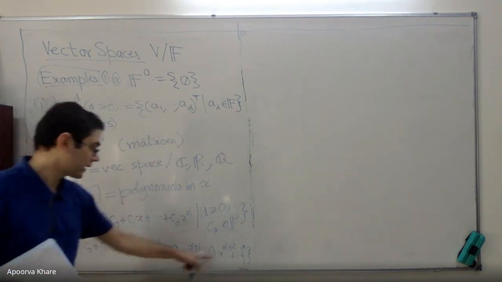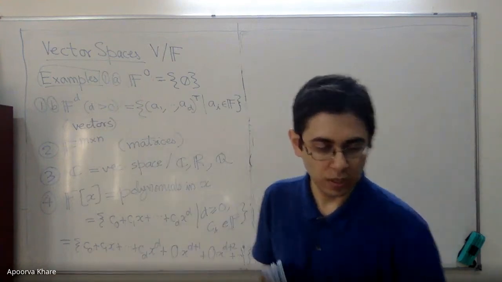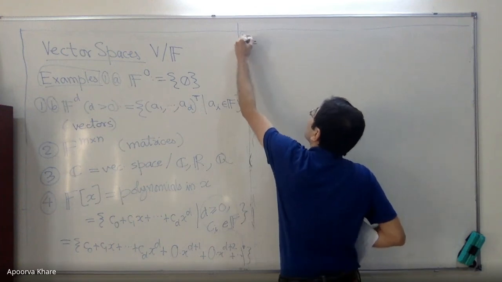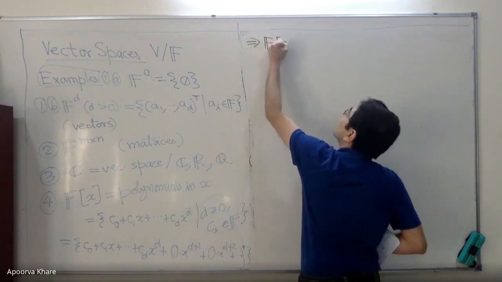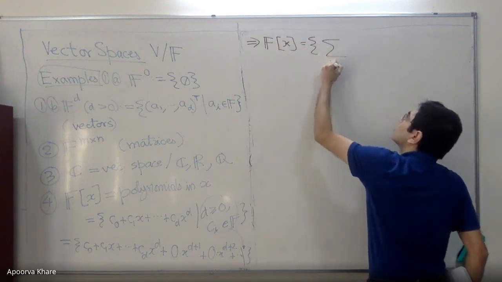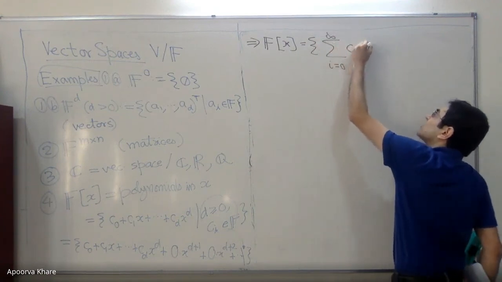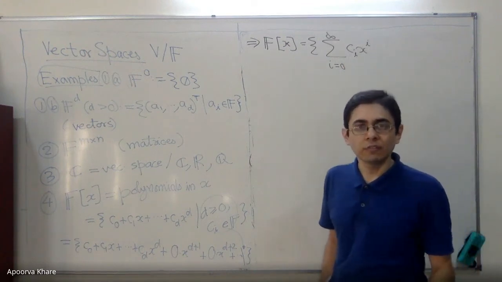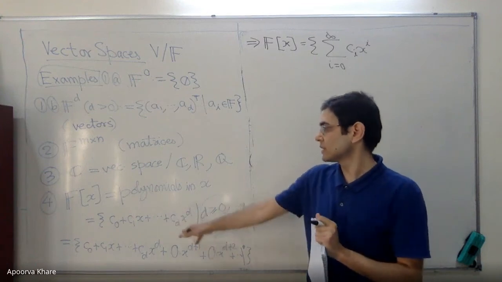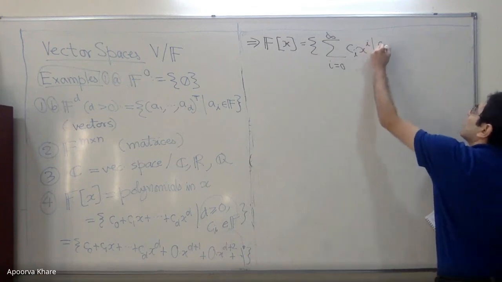The point is, I can just keep adding zeros. And this is how I get to my next description. So F[x] is also equal to the set of all infinite sums, sum for i from 0 to infinity of ci x to the i, where all the ci's are in the field F, and at most finitely many of the ci's are non-zero. Everything else is 0. Okay? All ci are in F.